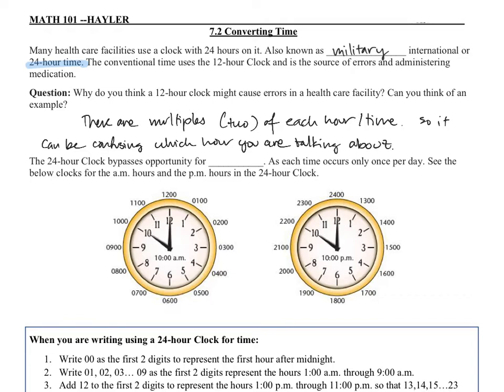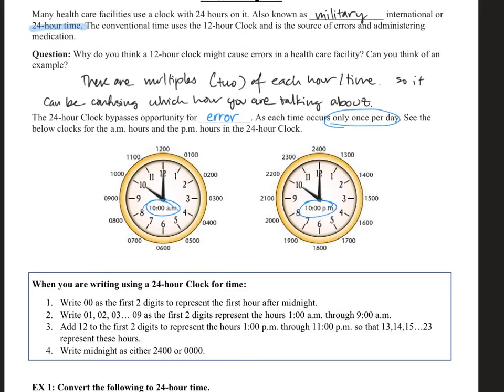Alright, my messy handwriting. Okay, so the 24-hour clock bypasses the opportunity for error, which is really nice because you wouldn't want your doctor giving you the medication at the wrong time. That doesn't sound great. And you wouldn't want to give an animal the medication at the wrong time. It could cause some serious problems. Each time occurs only once per day, so that's the main perk of 24-hour time. See the below clocks for AM hours and PM hours. So these are the AM hours, and these are the PM hours. And I'm sure most of you have probably heard military time at some point.